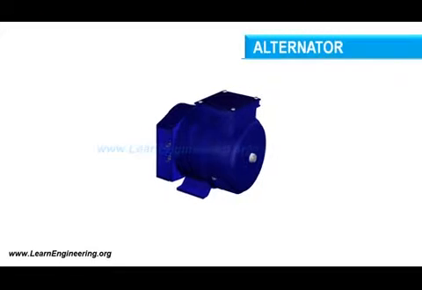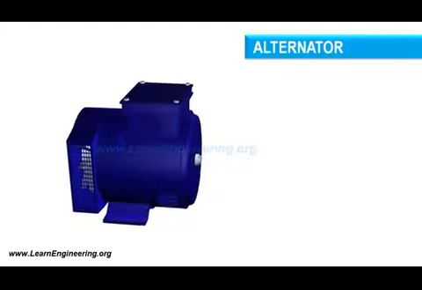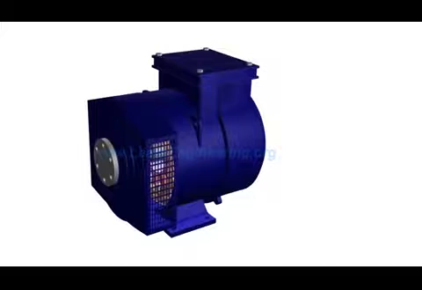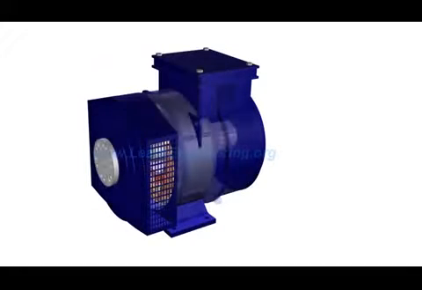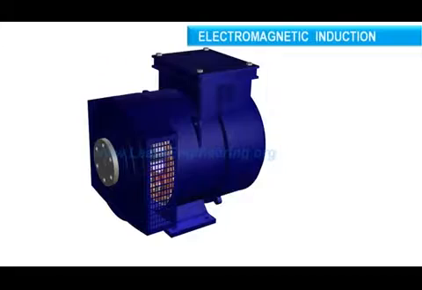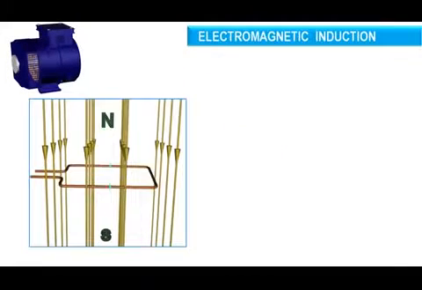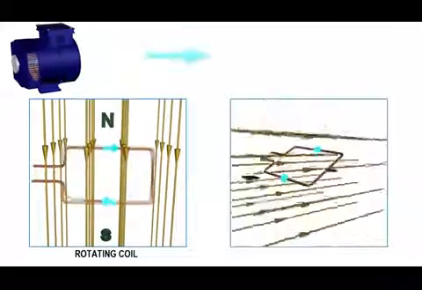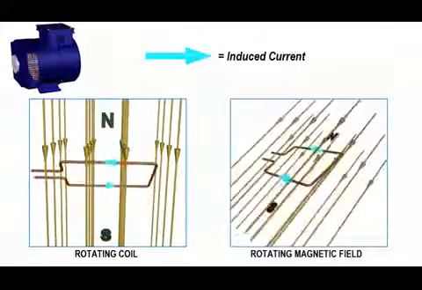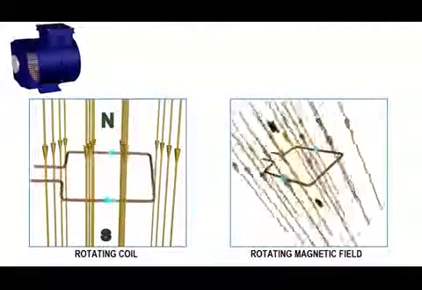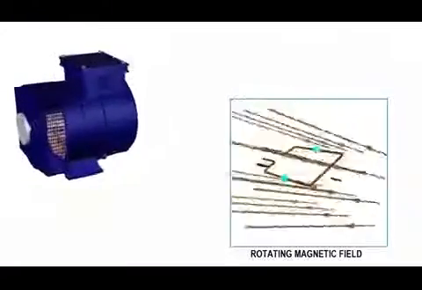Alternators are the workhorse of the power generation industry. It is capable of generating AC power at a specified frequency. It is also called a synchronous generator. Electricity is produced in alternators by electromagnetic induction. To generate electricity in a coil, either the coil should rotate with respect to the magnetic field, or the magnetic field should rotate with respect to the coil. In the case of an alternator, the latter approach is used.